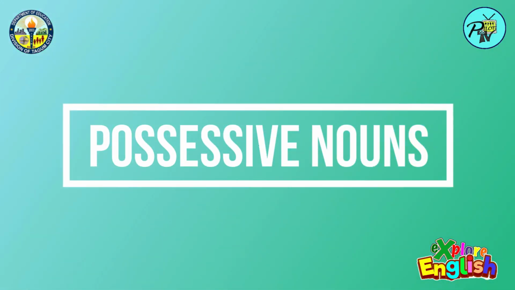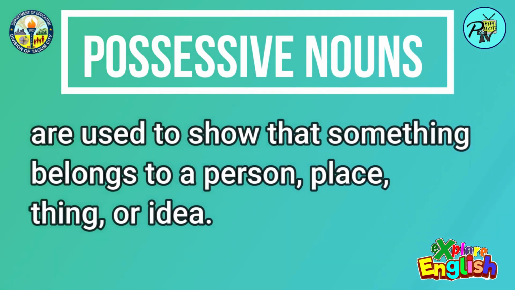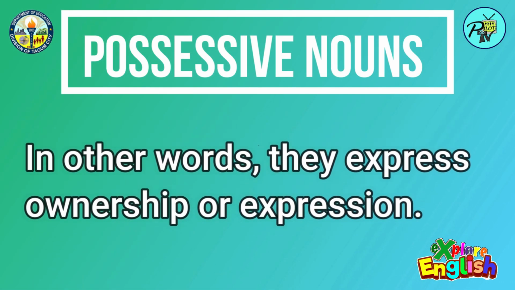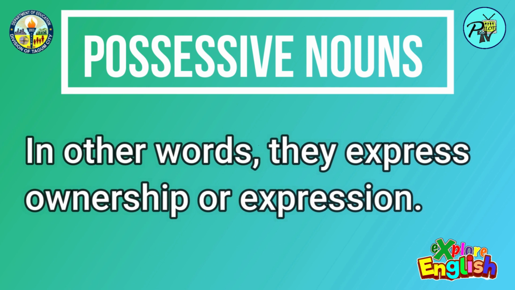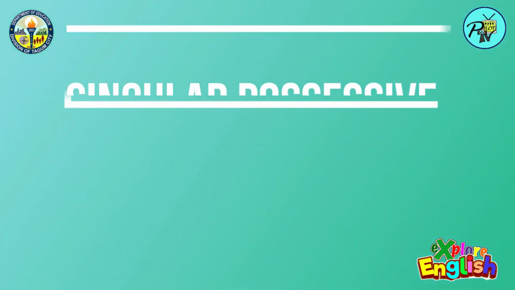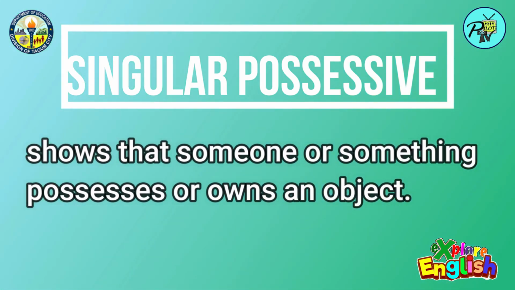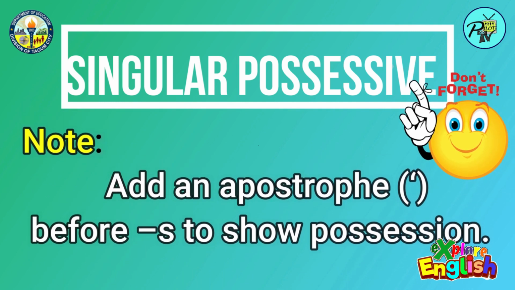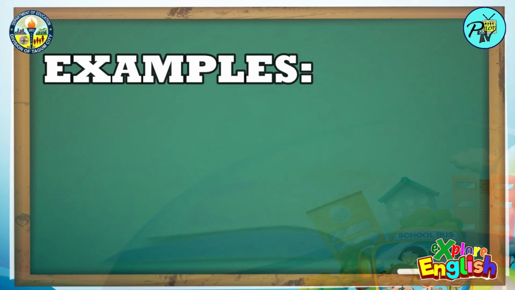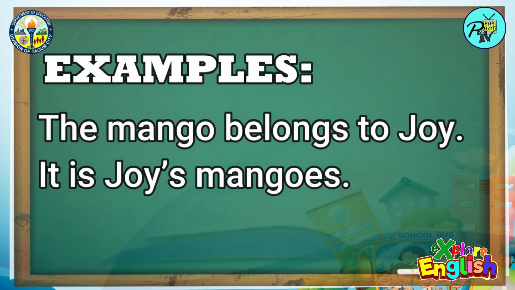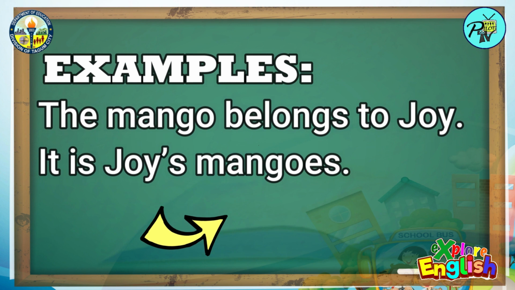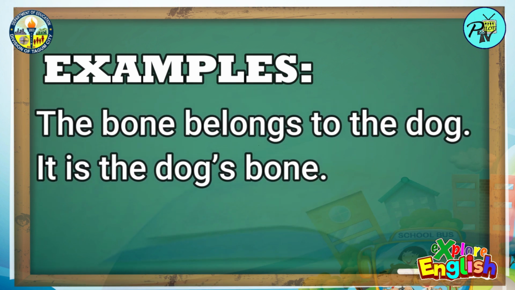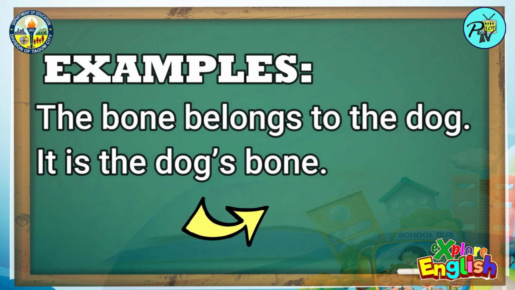Now let us try to know more about possessive nouns. Possessive nouns are used to show that something belongs to a person, place, thing, or an idea. In other words, they express ownership. A singular possessive noun shows that someone or something possesses or owns an object. Note, add an apostrophe before S to show possession. Examples: the mango belongs to Joy. It is Joy's mango. The bone belongs to the dog. It is the dog's bone.